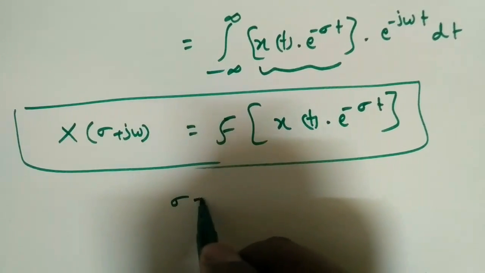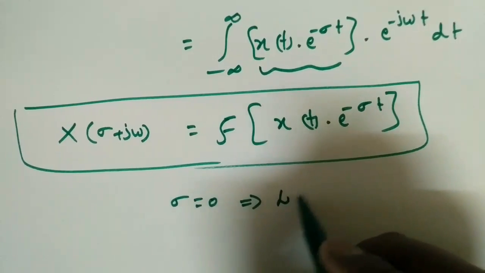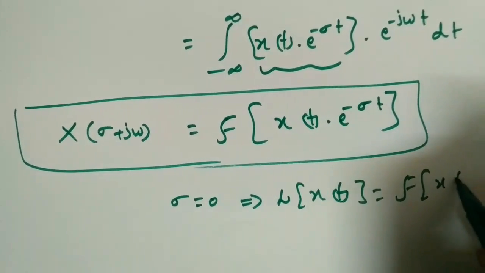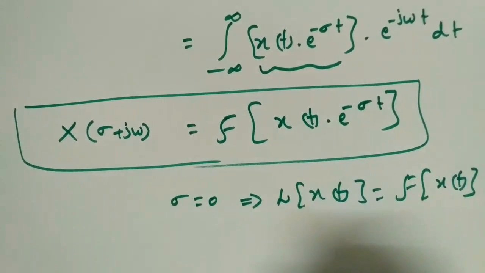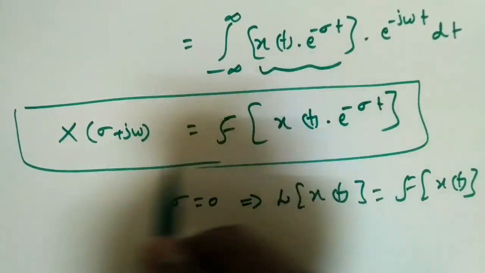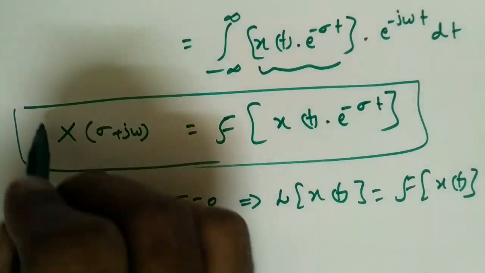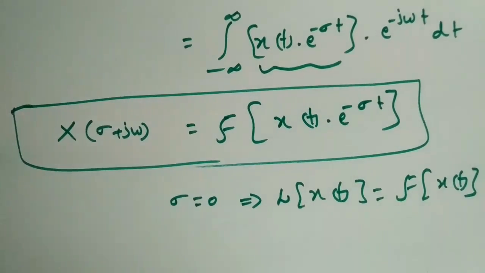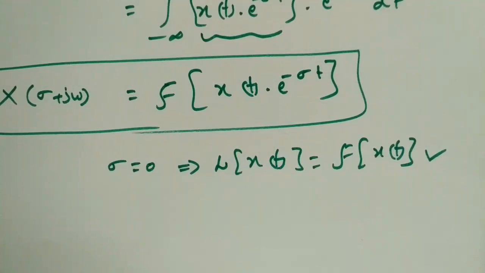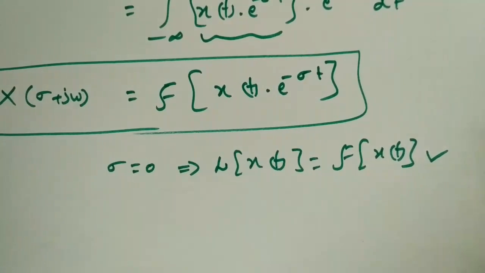That is, when sigma is equal to 0, the Laplace transform of x of t becomes the Fourier transform of x of t. Yes or no? Sigma equal to 0 means e power 0 is 1. So the Fourier transform of x of t is nothing but the Laplace transform of x of t, right? So that is the relation between the Fourier transform and the Laplace transform. Now we will see one example to find the Laplace transform. Suppose the signal is this.